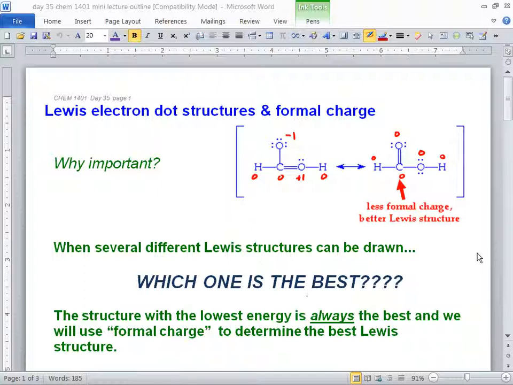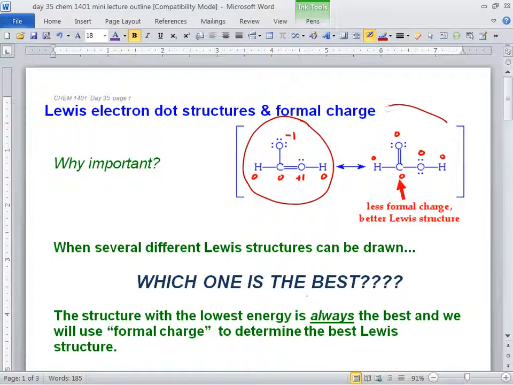We're almost done with Lewis dot structures. Last thing to talk about. It's just the way the book does things, so we're going to stick with it. And if you take a look at these two structures, Lewis dot structures, right?